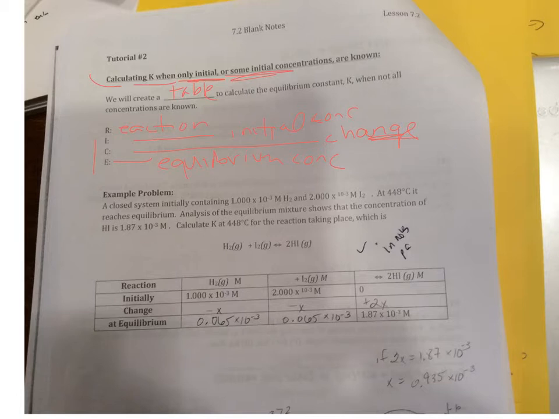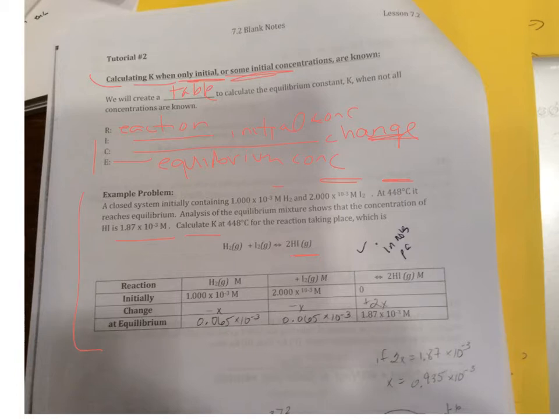So let's just look at this problem as a teaching example. A closed system initially contains 1 times 10 to the negative third molar H2, and it's molar. We're interested in concentration, so it should be in molarity or in pressure. And it contains 2 times 10 to the negative third molarity iodine gas. At 448 degrees Celsius, because equilibrium is dependent on temperature, it reaches equilibrium. An analysis of the equilibrium mixture shows that the equilibrium concentration of the hydrogen iodide, the product, is 1.87 times 10 to minus 3. We're asked to calculate K at this temperature.